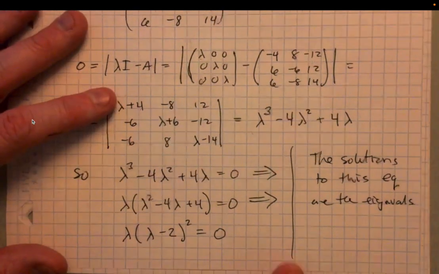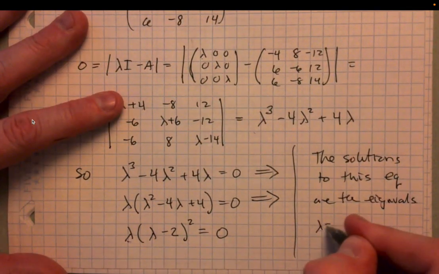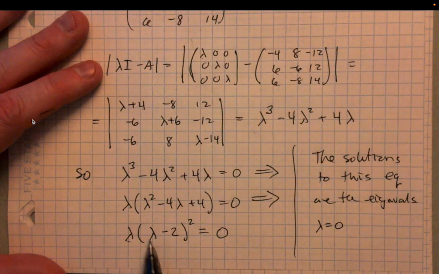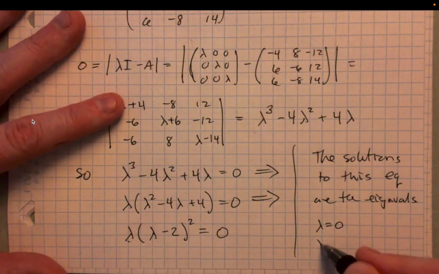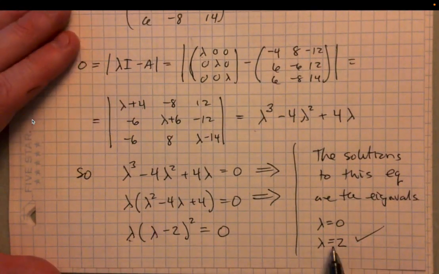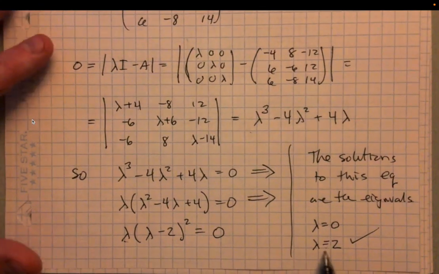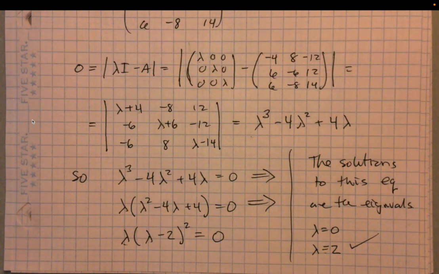Okay, they're the eigenvalues. So one of the solutions is lambda equals 0. And the other one is obtained by this, lambda minus 2 squared equals 0. And so the other one is lambda equals 2. And so this is the one we've been running with. Turns out there's a second eigenvalue, and that's the eigenvalue 0.